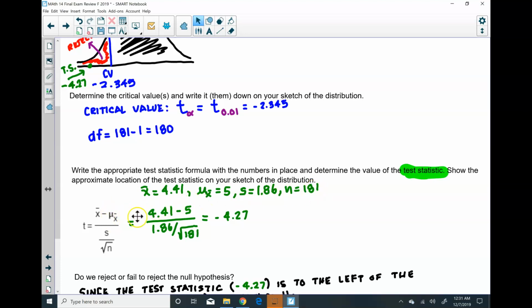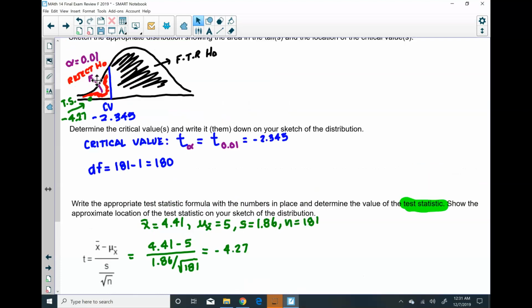Plugging everything into our formula, we end up with a test statistic of negative 4.27. Then we make sure this location is placed in our diagram. If you look at our diagram, the test statistic in green here is to the left of the critical value of negative 2.345, and the test statistic is negative 4.27. The region to the left of the critical value, you would reject the null. The region to the right of the critical value is fail to reject the null.